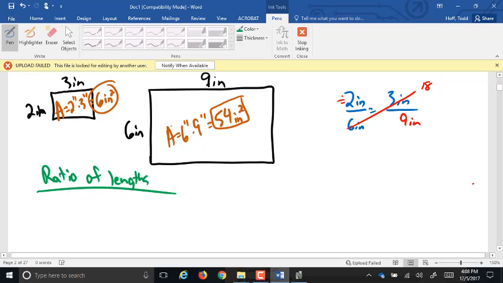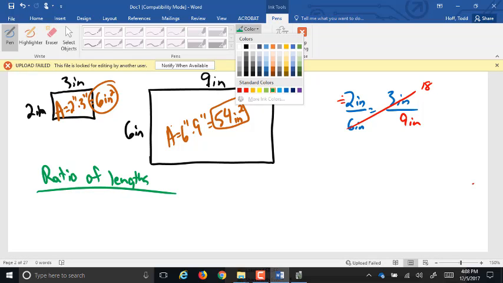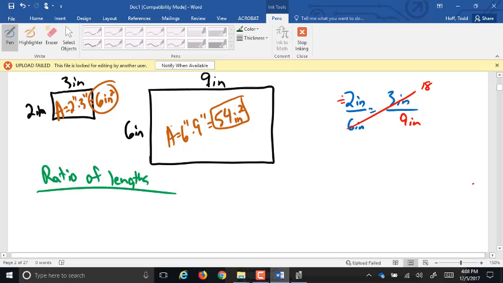Let's look at the ratio of lengths here. 2 became 6. That can be reduced to 1/3. So a ratio of lengths could be 1 to 3 or 3 to 1 if you wrote the ratio the other way.